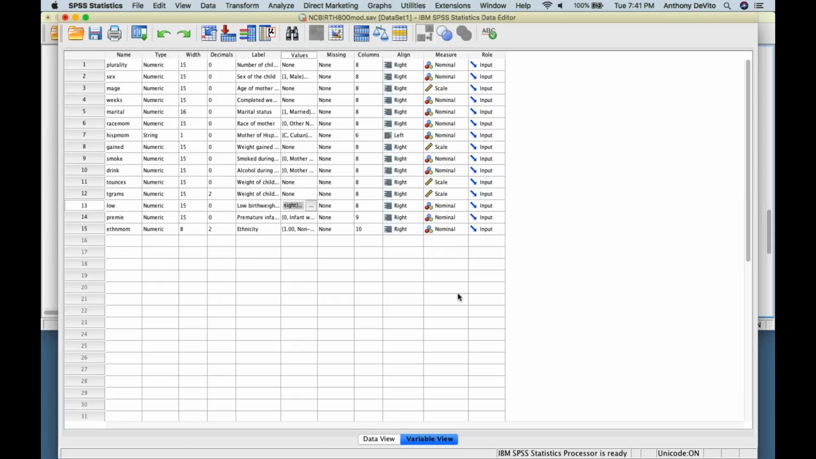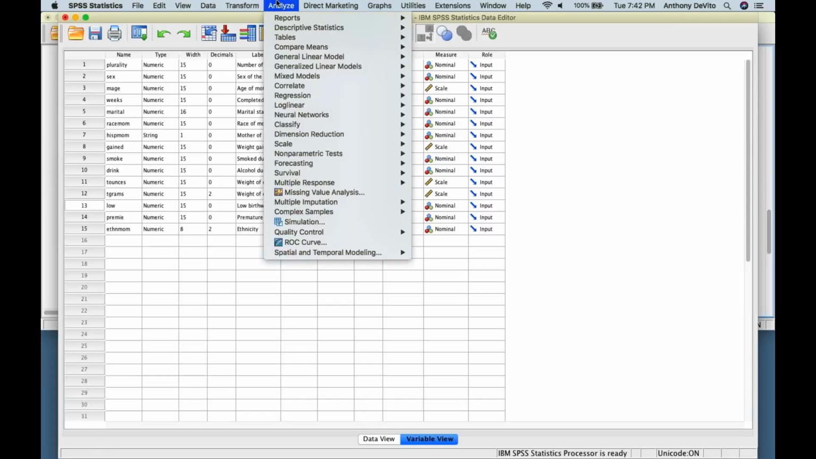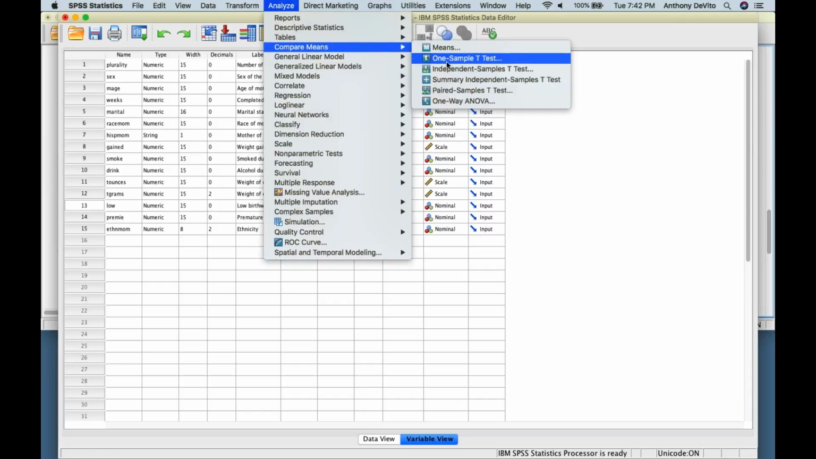The nature of the data, the type of variables they are, determine what test you use, right? So if I have to compare two means, it's got to be a t-test, right? So I'm going to compare two means. Analyze, compare means, independent samples t-test, right? Smoking mothers versus non-smoking mothers.